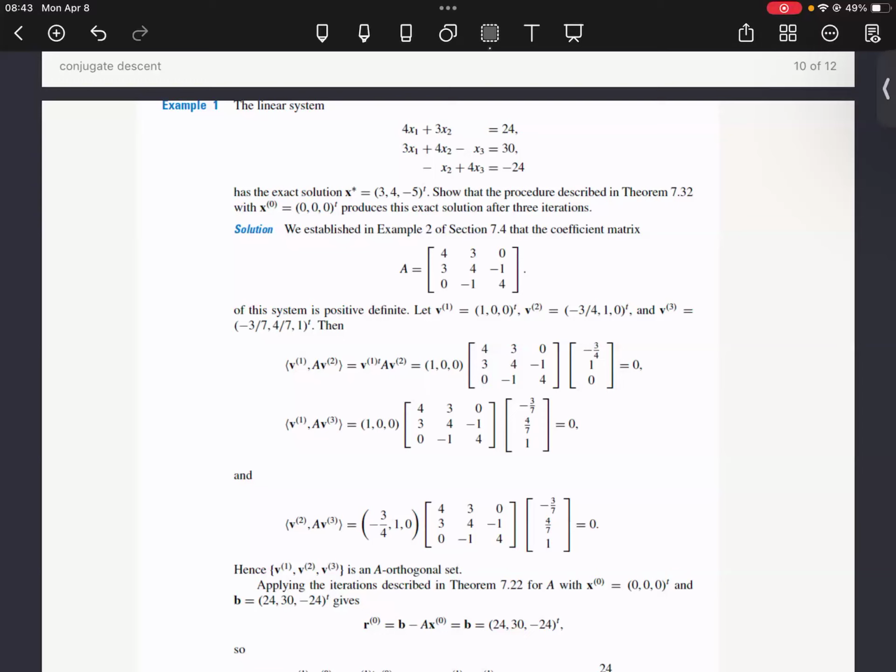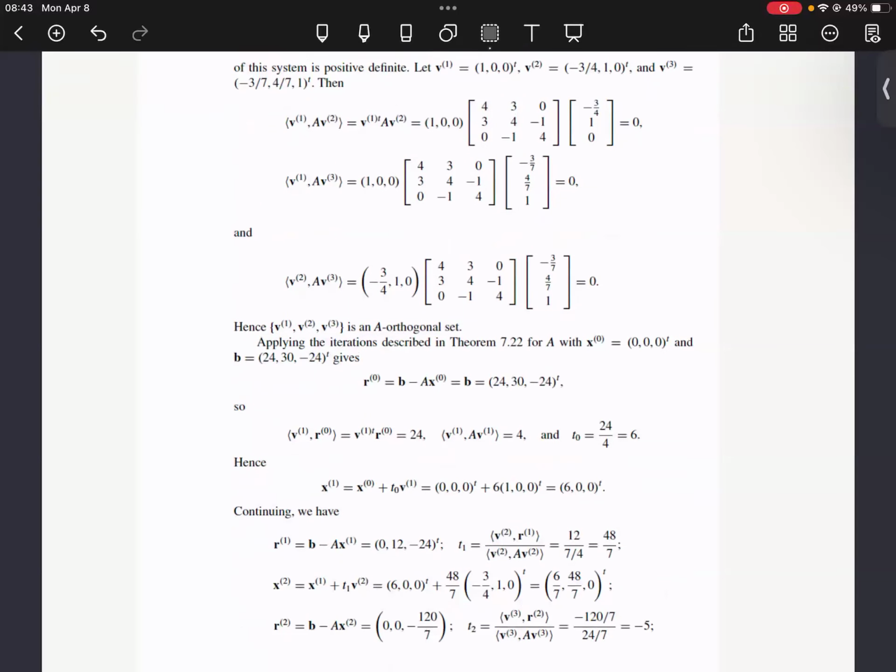And now we are going to follow the iteration, actually this one is 7.32. There are a lot of typos in this textbook as well. But fewer than my typos. I have more typos than the book.